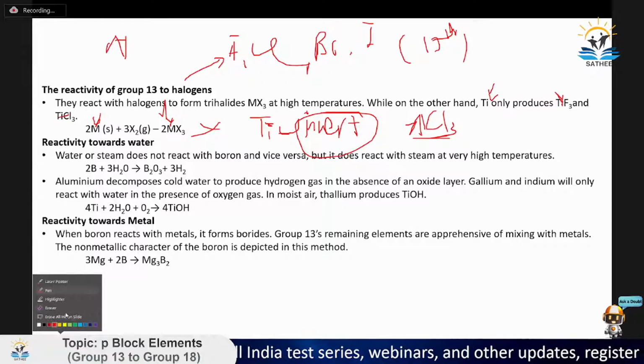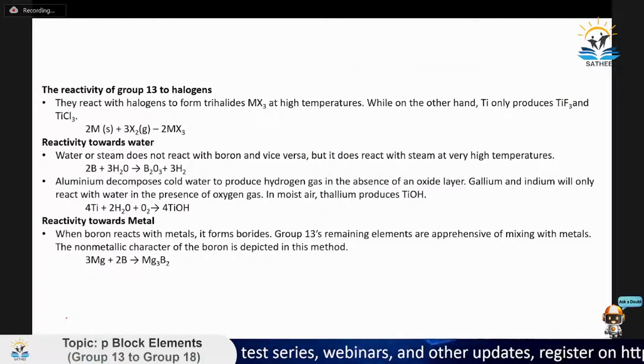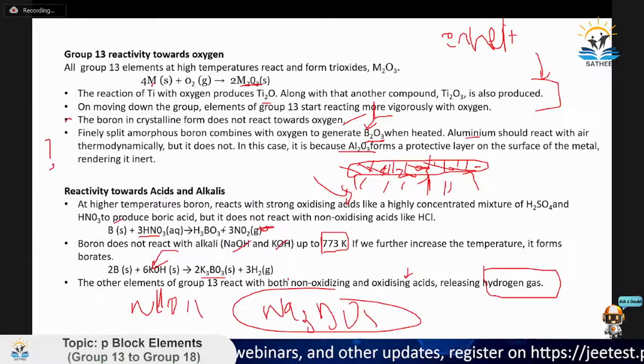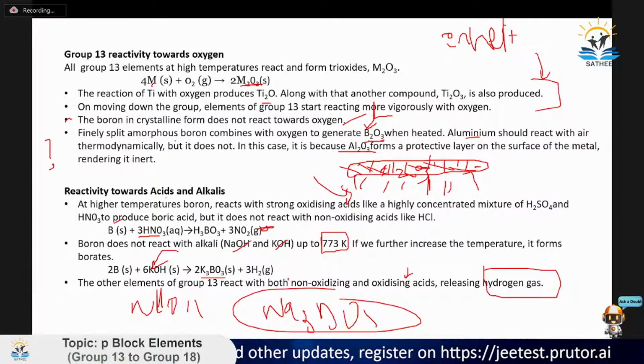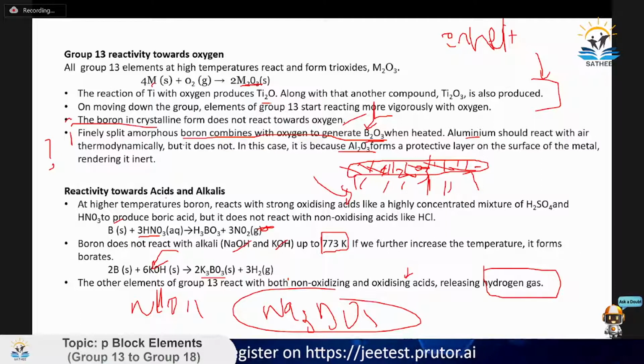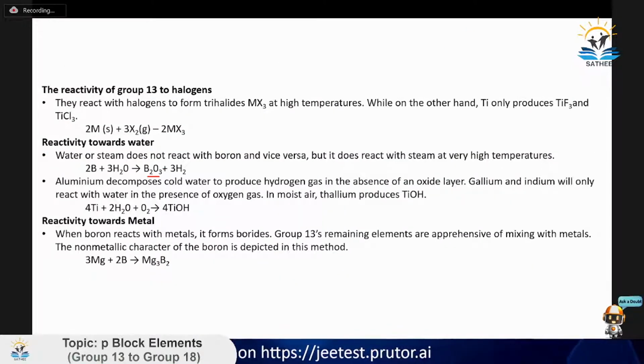Now let's talk about reactivity with water. So we saw B2O3 in the previous slides, right? Boron combines with oxygen to produce B2O3, and that's particularly the fine split amorphous boron. Now, this is another way to create boron, B2O3, and that is just hydrolyzing boron.